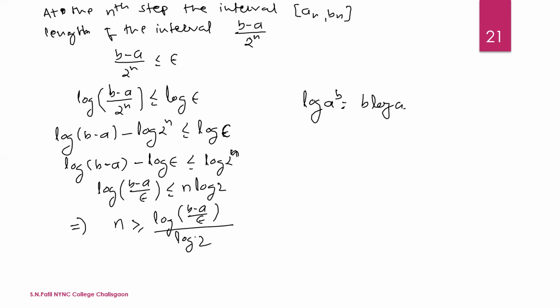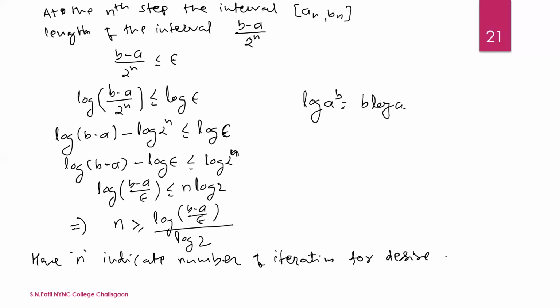So here n indicates the minimum number of iterations for the desired accuracy.